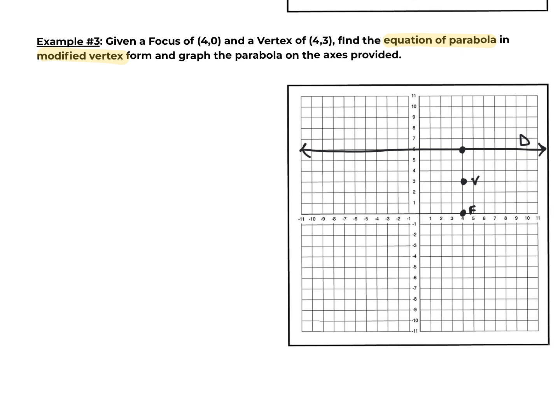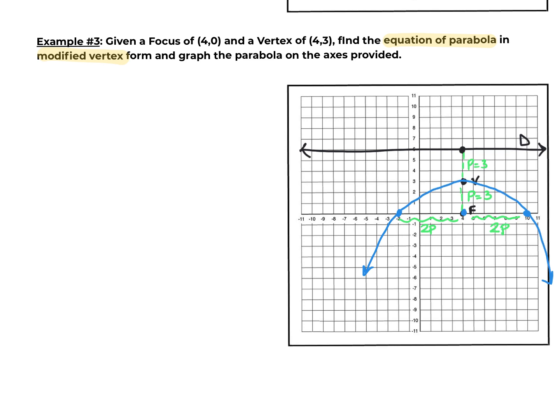So if we want to continue to graph this, we know this was 3 and this was 3, right? That's our p-value. So p equals 3, p equals 3. We can count 6 from our focus, so 6 to the right and 6 to the left, and we can connect from our vertex. And that is my graph, right? The distance from here to here is 2p. The distance from here to here is 2p.